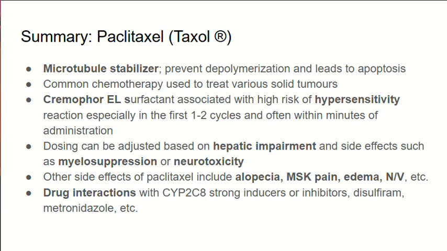The chromophore surfactant in paclitaxel is associated with high risk of hypersensitivity reaction, especially in the first 1 to 2 cycles and often within minutes of administration. Dosing can be adjusted based on hepatic impairment and side effects such as myelosuppression or neurotoxicity. Other side effects of paclitaxel include alopecia, musculoskeletal pain, edema, nausea, vomiting, etc. And there are drug interactions with CYP2C8 strong inducers or inhibitors, disulfiram, metronidazole, etc.